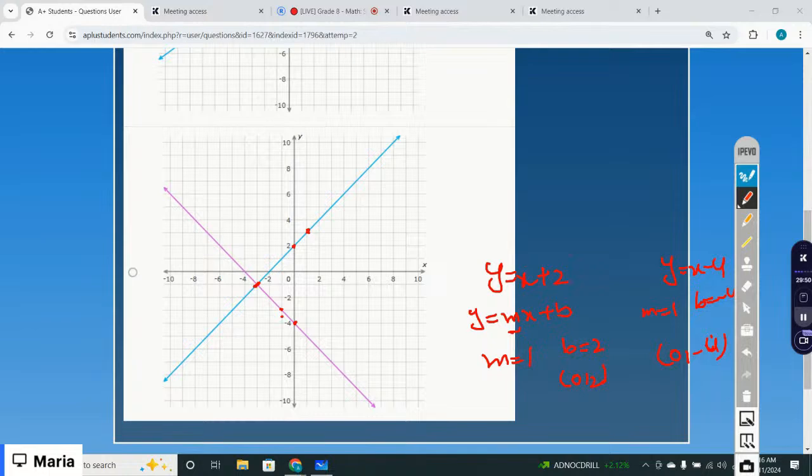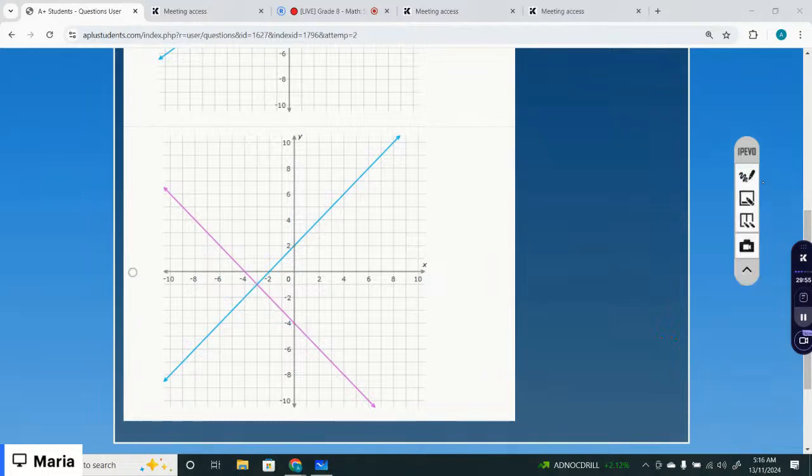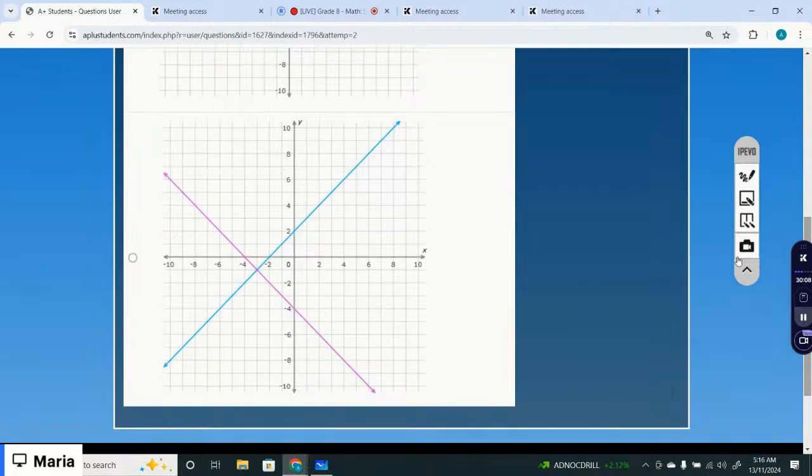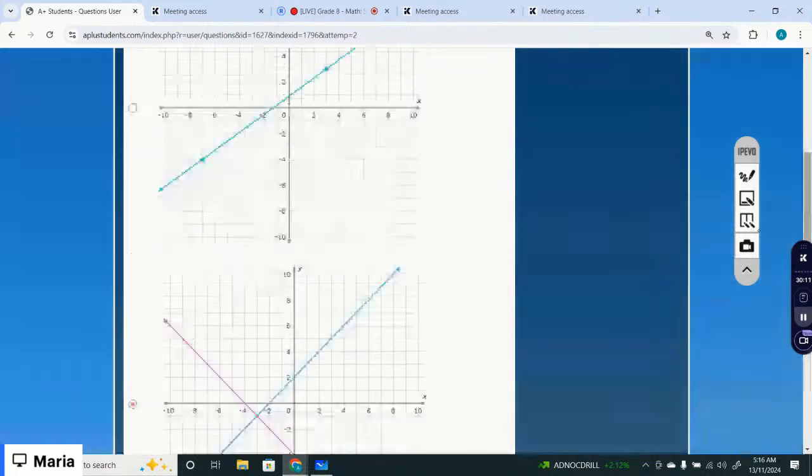Got it? But here you just have to plot them. So option number 2 is the correct option. Why not option number 1? Because you are given two equations, so there must be two lines. For this graph, that is not the correct option because you have only one line here. So the correct option is option number 2. Got it?